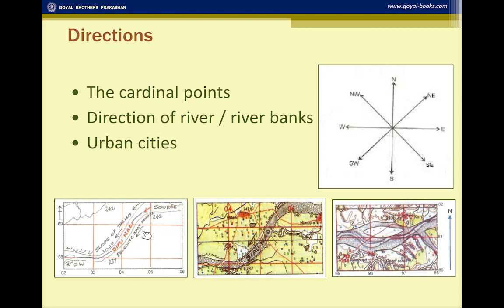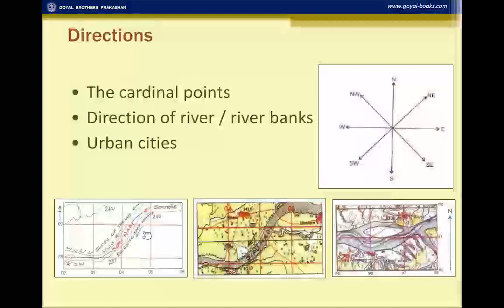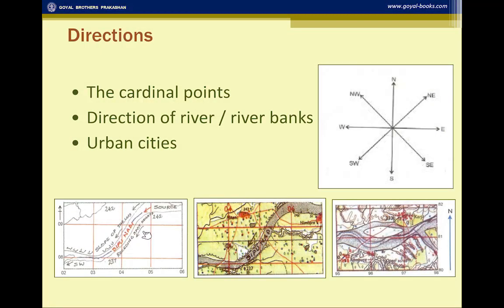Sometimes there is a question in the survey sheet, in your examination paper, that says on which bank of the river is Nimbora situated or Mitan situated. To answer this question, you must follow certain steps.